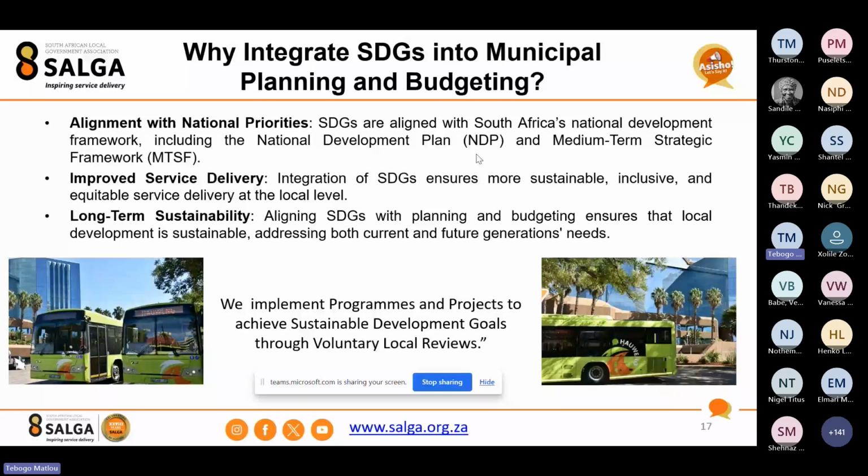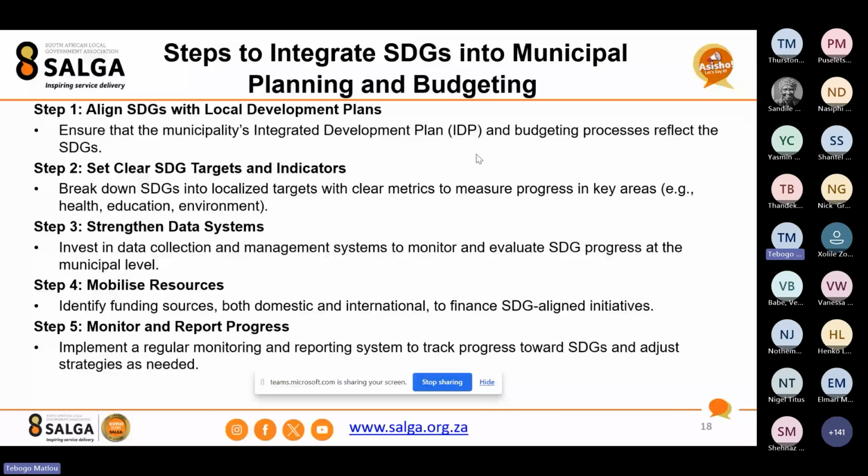I was there last week, and I know how many buses they have. So I go to all the cities to collect data. But I ask a simple question about traffic lights. Most of the people don't even know how many they have. Jeffreys Bay has 1 because they were traffic circuits. So we collect data easily to be able to report. Align SDGs with the local development plan, mobilize resources, monitor and report progress. But this is how we do it, Chair.